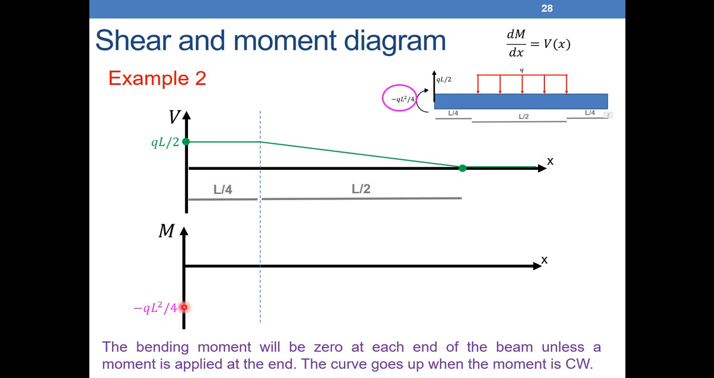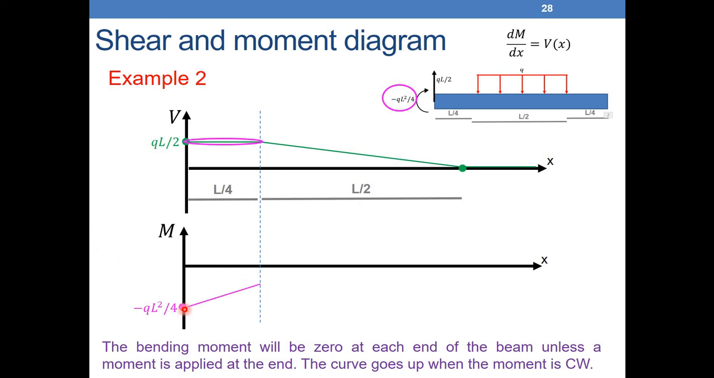So we know that we need to start by minus QL square over 4. Now we need to check what type of variation it will have: constant, linear, or parabolic. Let's see how we do this. To do that, we look at V. What do we know about V here? V is a positive constant. So it's a constant, which means that M is linear. Positive means that M will go upwards.